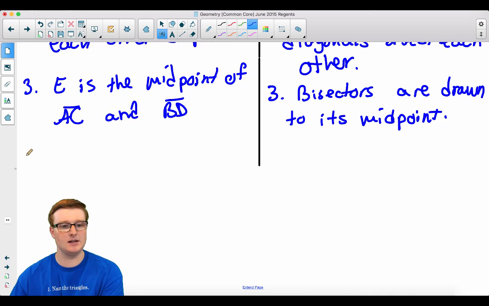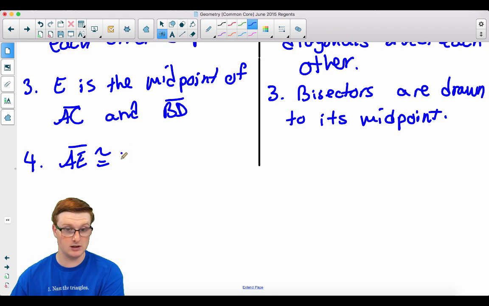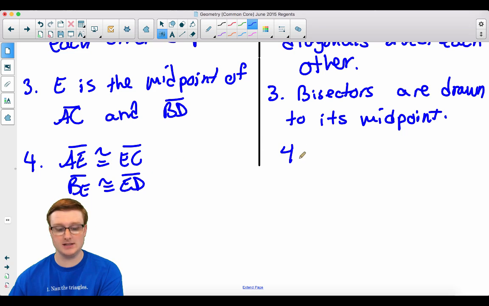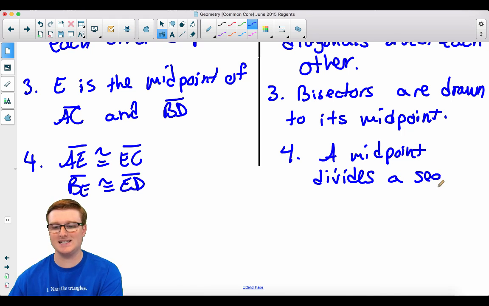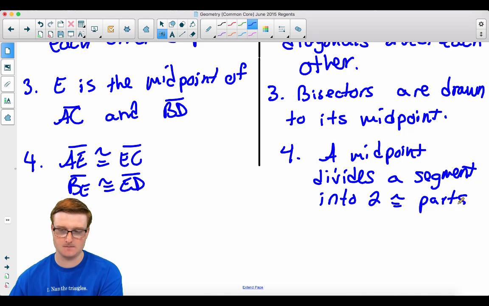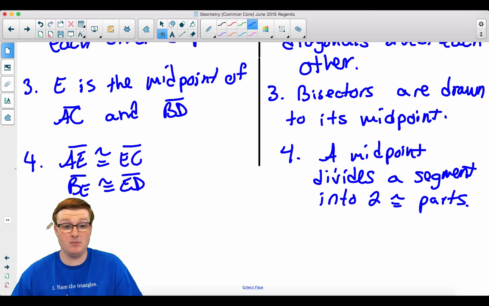Let's keep on going. Number 4, now we're going to say that AE is congruent to EC and BE is congruent to ED. Your reason is a midpoint divides a segment into 2 congruent parts, because E is a midpoint.